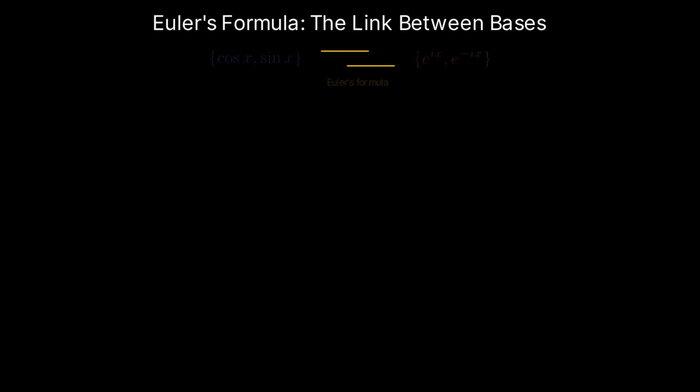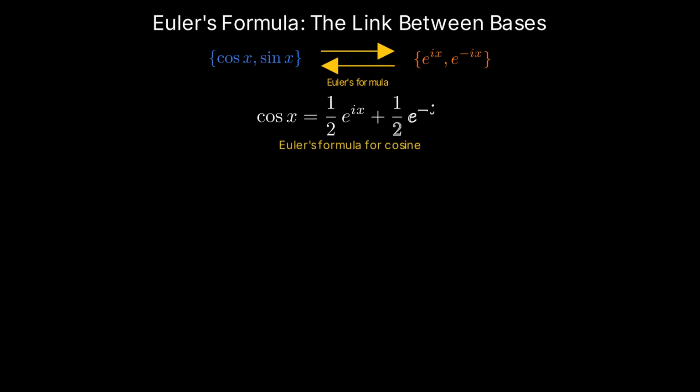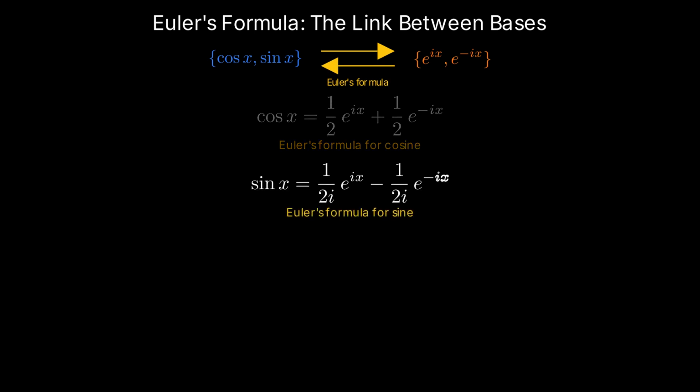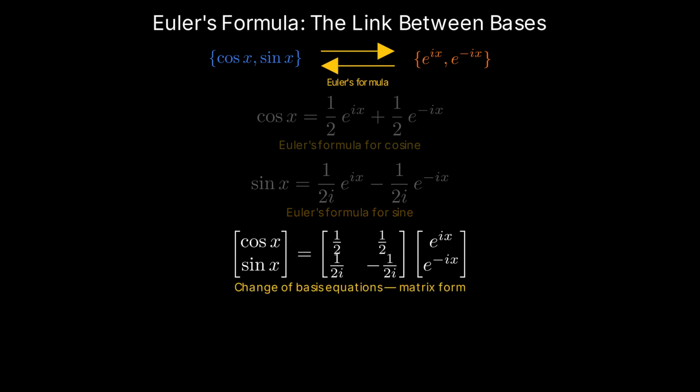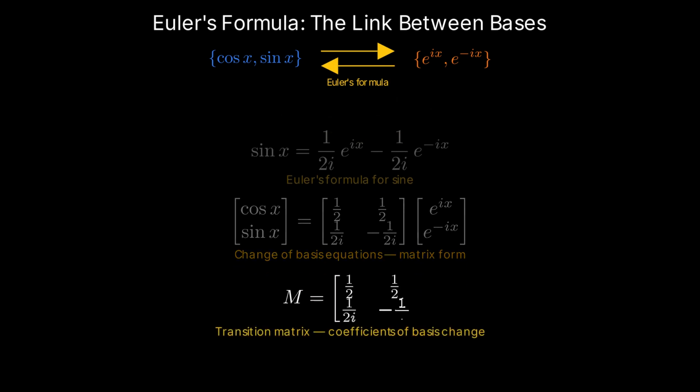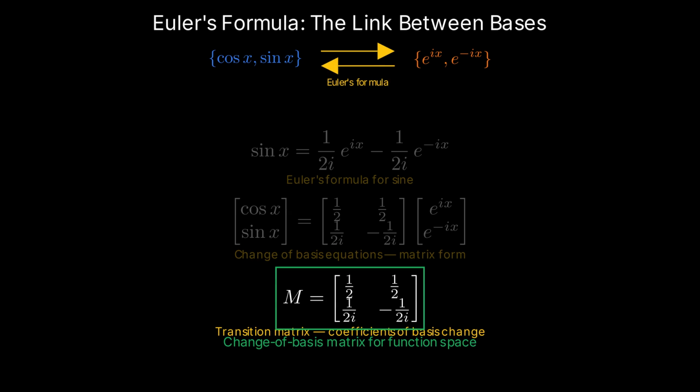The link between these two bases is Euler's formula. Cosine x equals 1/2 e^(ix) plus 1/2 e^(-ix). Sin x equals 1/(2i) e^(ix) minus 1/(2i) e^(-ix). These are change of basis equations, expressing one set of basis vectors in terms of another. The coefficients form a transition matrix. Euler's formula is a change of basis matrix for a function space.